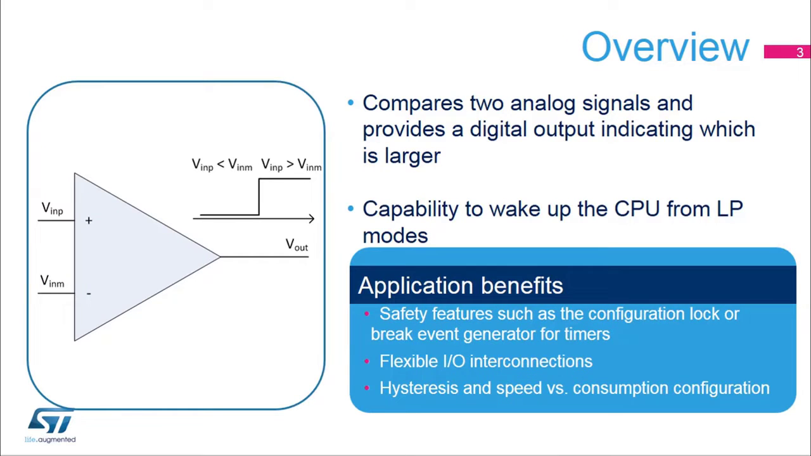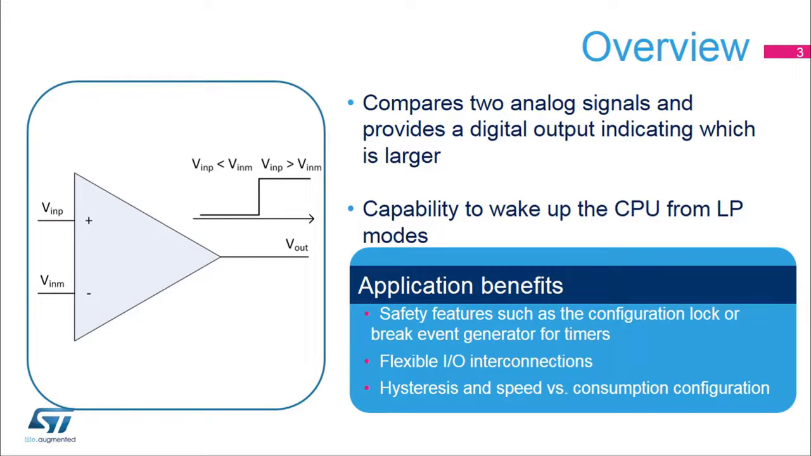The two comparators inside the STM32 microcontroller provide a binary output which indicates if the analog voltage on the plus input is larger than the voltage on the negative input. It allows the MCU to react when the analog signal crosses a predefined threshold. The comparator continuously monitors voltage in contrast to an analog-to-digital converter, which operates in sampled mode.